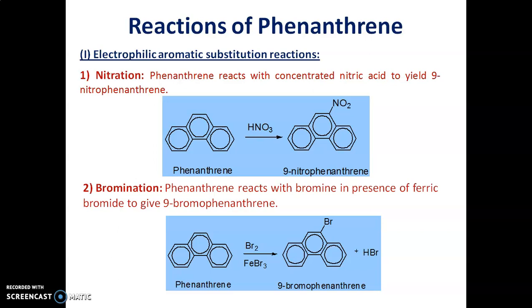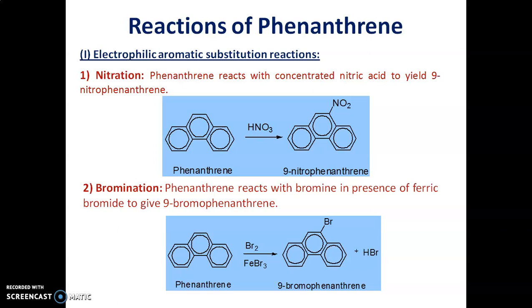Phenanthrene undergoes addition reaction as well as electrophilic aromatic substitution reactions. Electrophilic aromatic substitution reactions occur at position 9 and 10 because the carbocation formed by electrophilic attack at these positions on phenanthrene is more stable. So, the carbocation which is formed by electrophilic attack at C9 position contains two intact benzene rings.